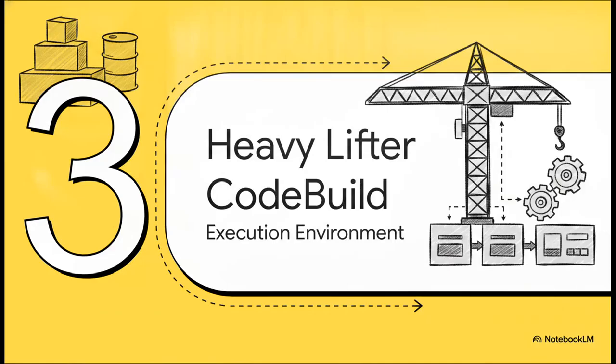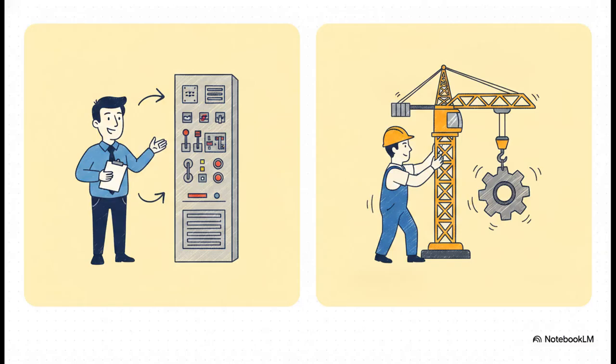Now let's move on to section 3 and meet the execution environment, the heavy lifter, AWS CodeBuild. Before we get into the weeds, I really want to draw a sharp contrast to clear up a super common architectural confusion. People mix up CodePipeline and CodeBuild all the time. Think of AWS CodePipeline as the orchestrator or the factory manager. It just watches for changes and flips the switch to start the assembly line. AWS CodeBuild, on the other hand, is the execution environment. It's the worker on the floor, doing the actual heavy lifting. In our setup, CodeBuild is going to spin up a managed Ubuntu virtual machine just to execute our instructions.